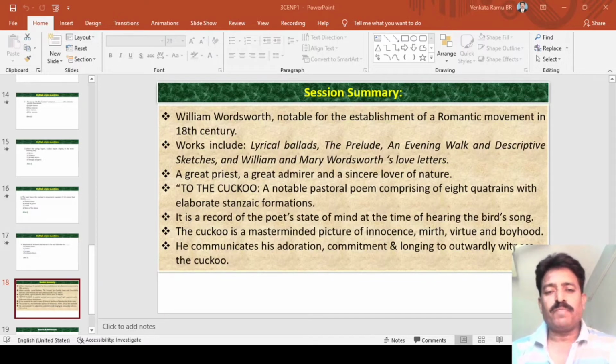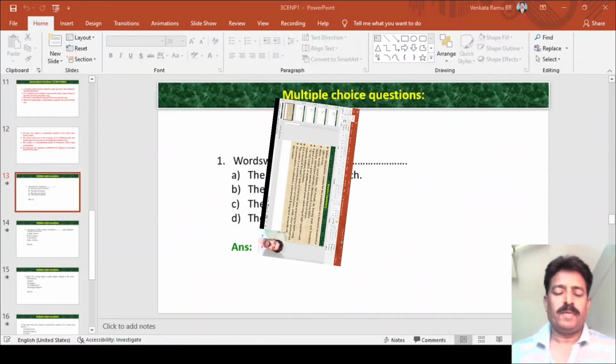To the Cuckoo is a notable pastoral poem, which comprises 8 quatrains with elaborate stanzaic formations. This poem is a record of the poet's state of mind at the time of hearing the bird's song. The Cuckoo is a masterly picture of innocence, mirth, virtue, and boyhood. The poet communicates his adoration, commitment, and longing towards the bird, the cuckoo.